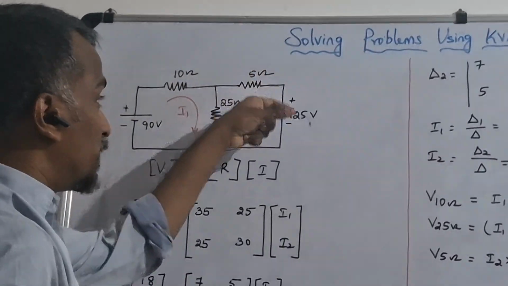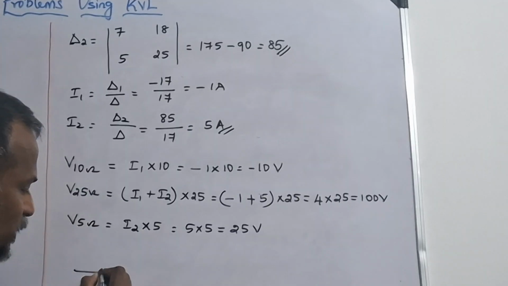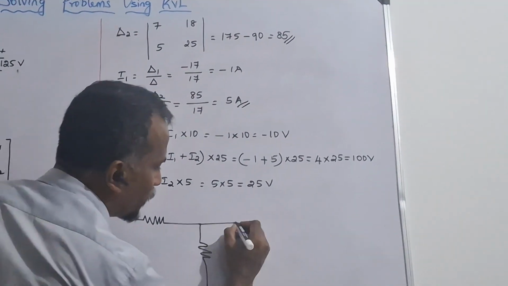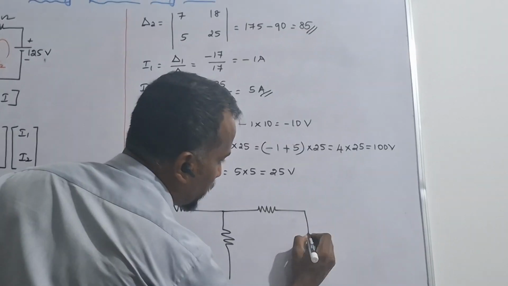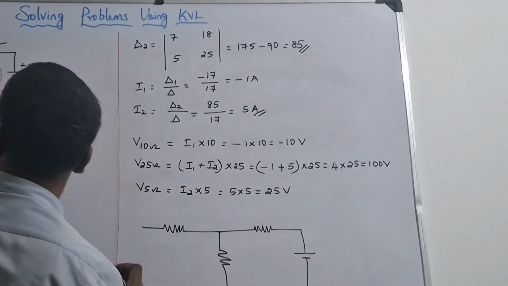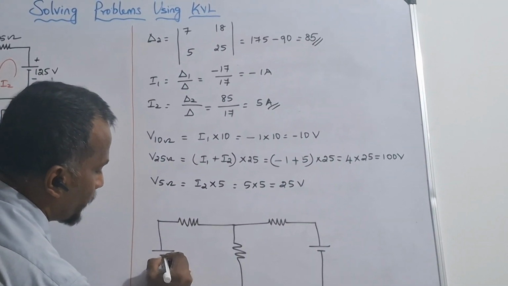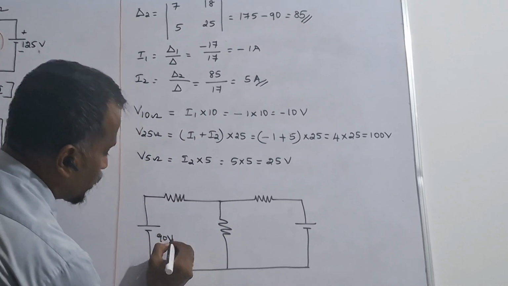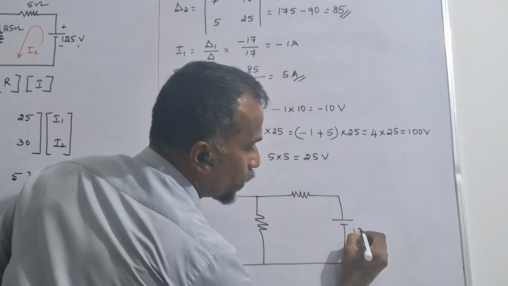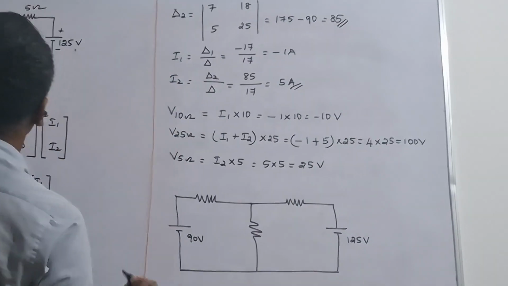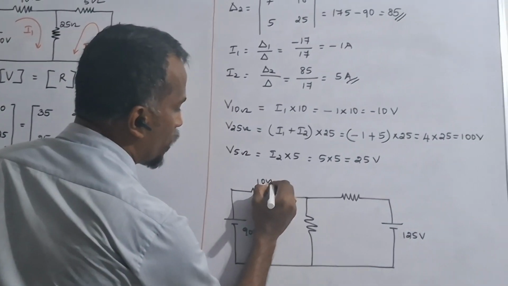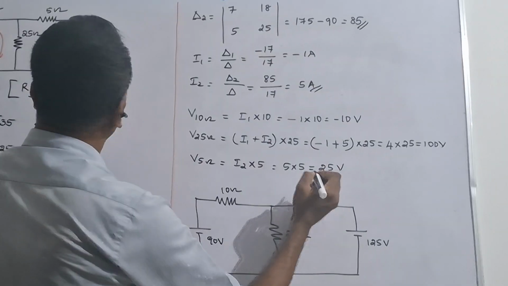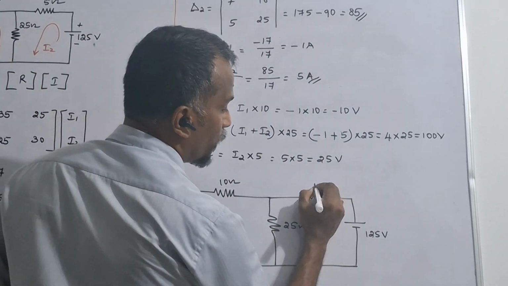Let me draw the entire circuit again here, with a detailed explanation based on the calculation. So here we have 90 volt and we have 125 volt. Then this is 10 ohm, then 25 ohm, then we have 5 ohm.